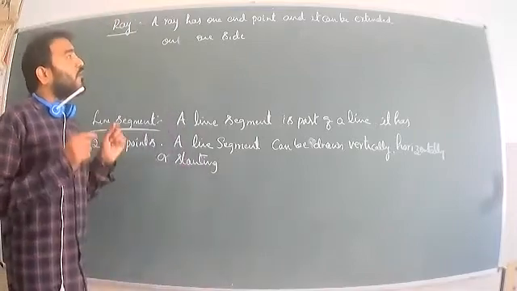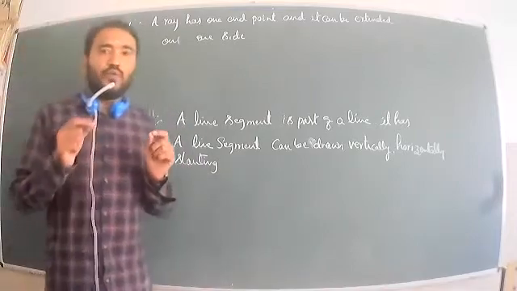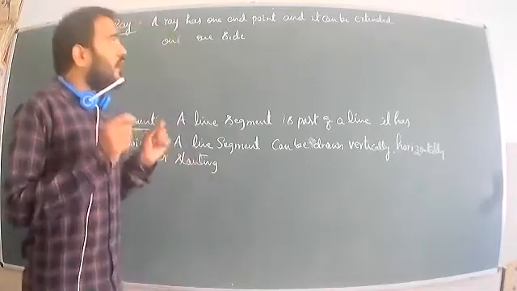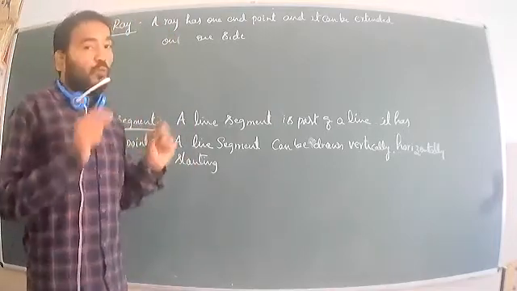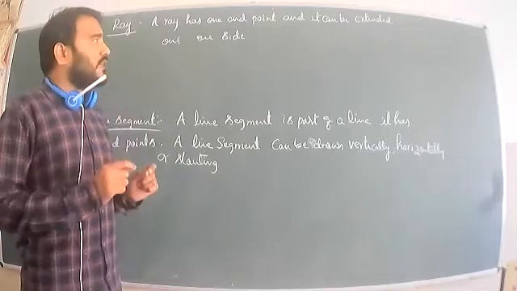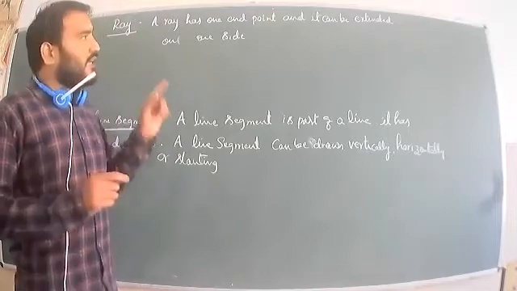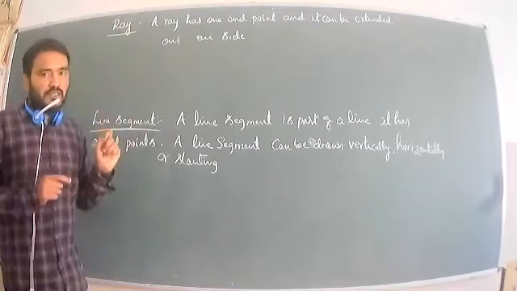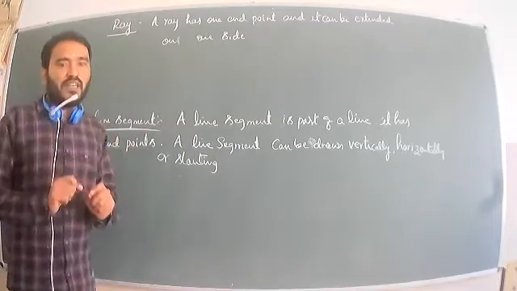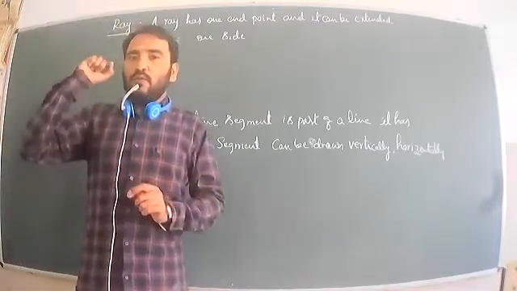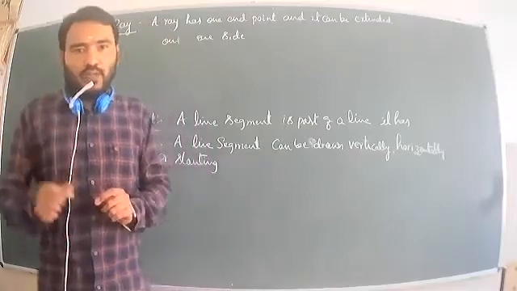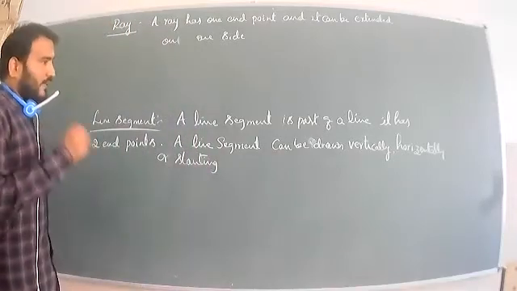A ray has one end point, and it can be extended on one side. It has only one end point and can be extended only on one side. So we can call it a ray.